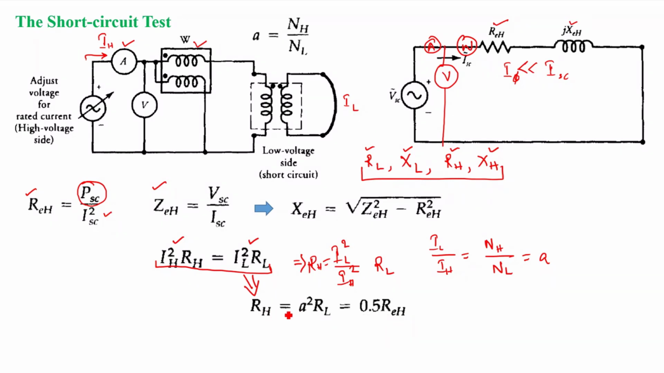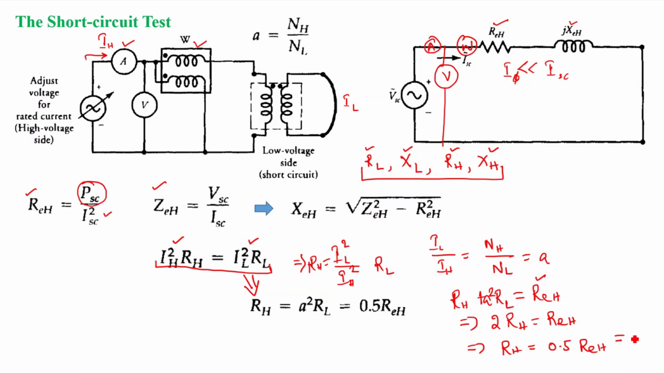Because they both are equal now, we know RH plus A square RL will be equal to REH. That is the equivalent resistance referred to the high voltage side. We found this REH through the measurement, and now I can substitute RH equal to A square RL equal to RH. So it will become 2RH, which is equal to REH. So RH will be equal to 0.5 REH.